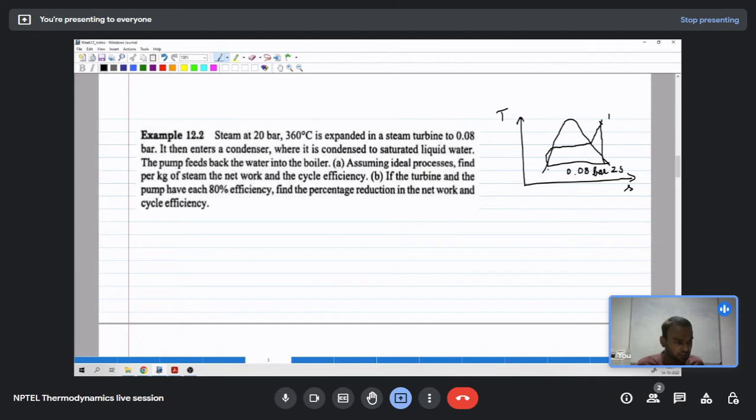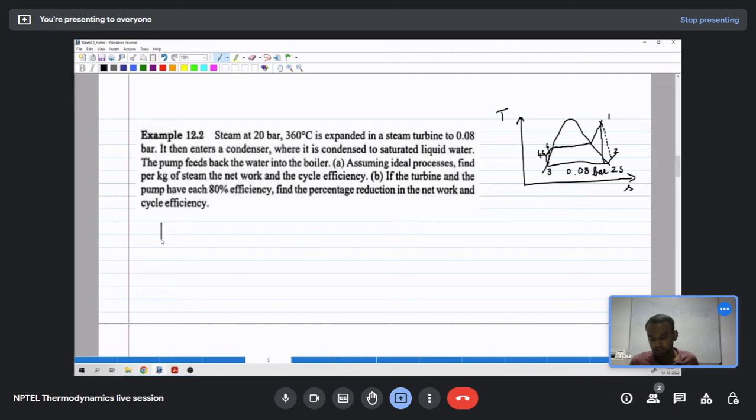Then we have 3, we have 4, and the actual process will be, sorry, this is 4s and the actual 4 will be somewhere here. So that is with considering the efficiency of the pump and the turbine. Here we have considered the efficiency of the pump. Considering the efficiency of the turbine, it will go somewhere like this. So now we can calculate the enthalpy at the different points using the steam table.